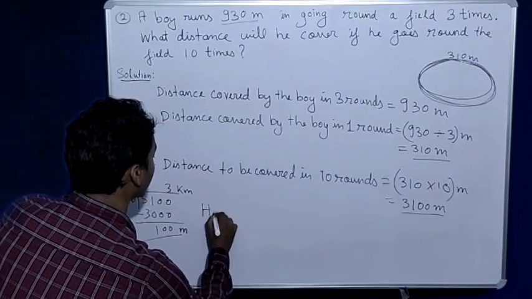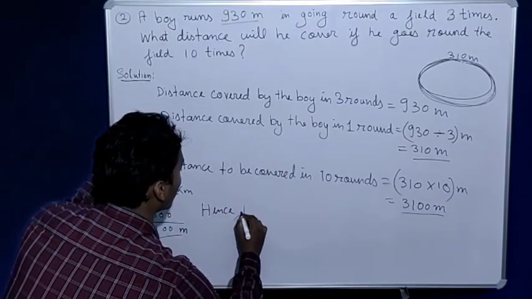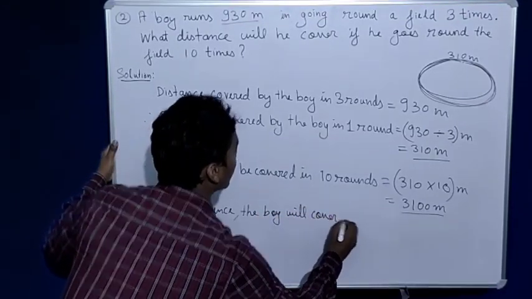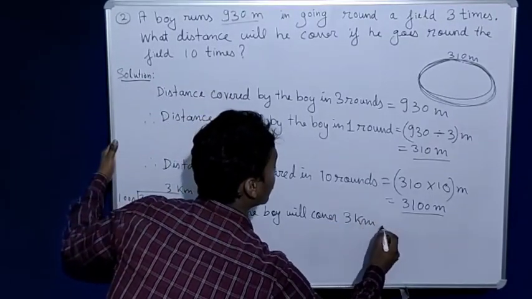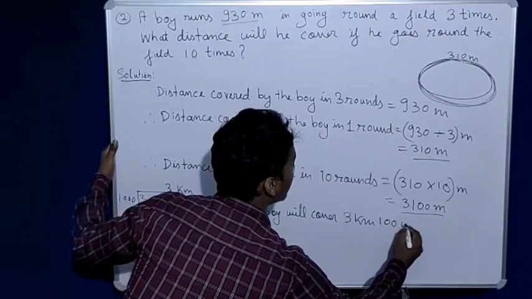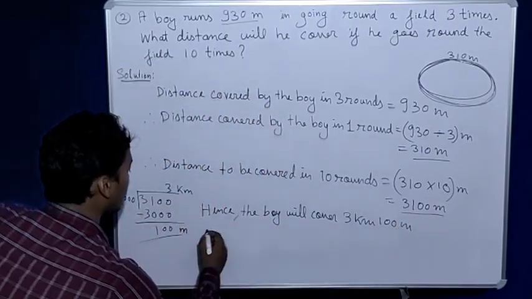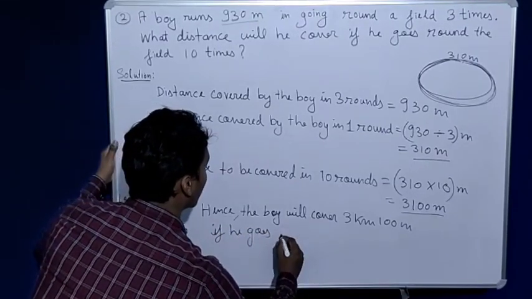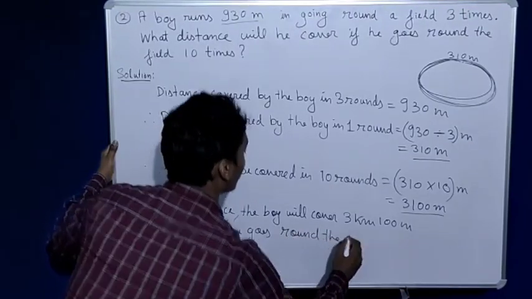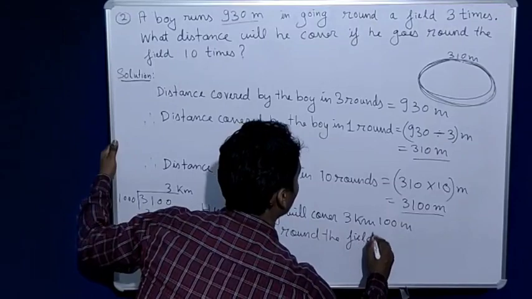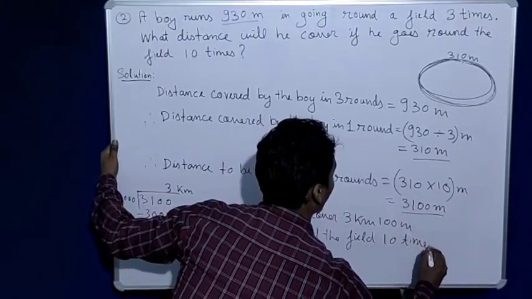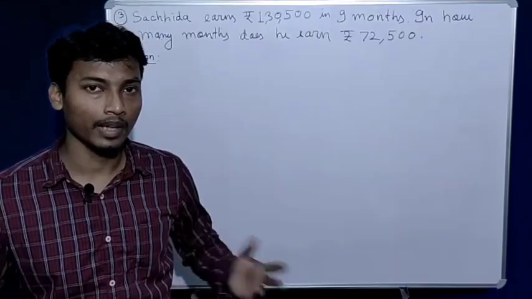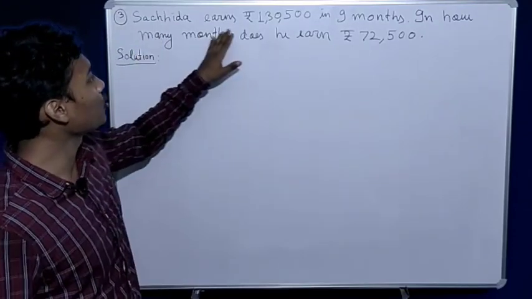So we can write, hence the boy will cover 3 kilometer and 100 meter if he goes round the field 10 times. Clear? Next question.